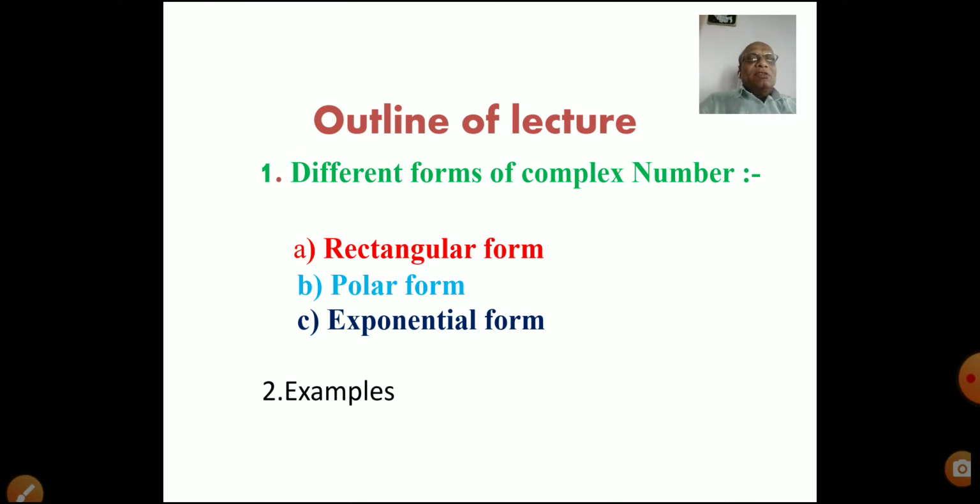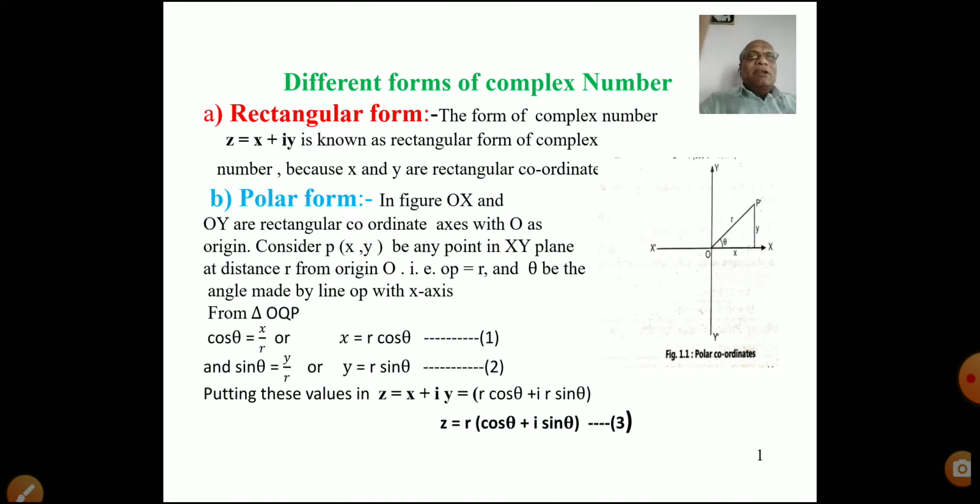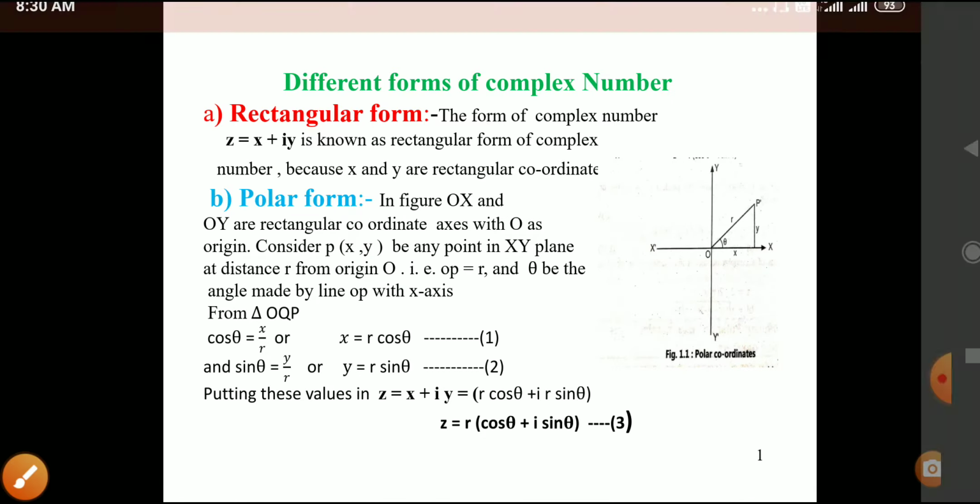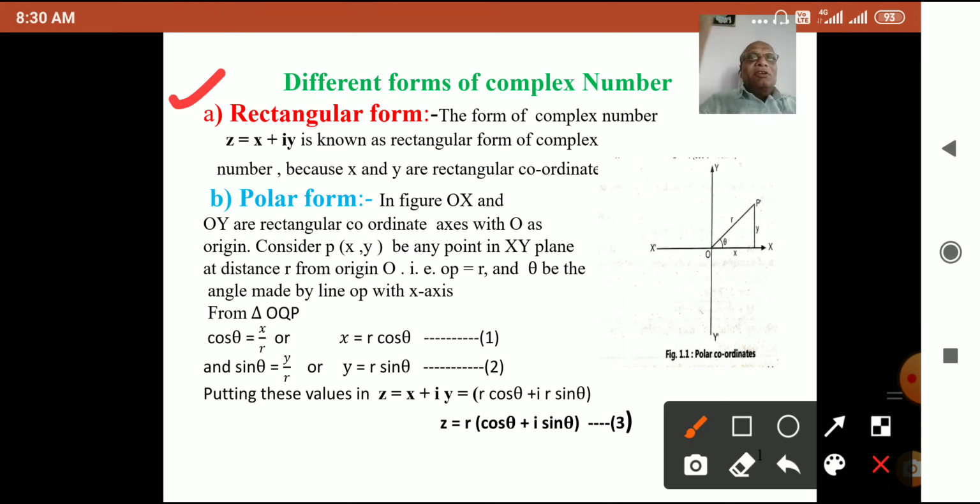Now, first of all, we see what is meant by the rectangular form of complex number. You are familiar with that, or in the first lecture we have seen that complex number is represented in the form z equal to x plus iy, and this form is known as the rectangular form of complex number because x and y are rectangular coordinates. The second one is polar form. So before we derive this formula, we see how we come to this formula.